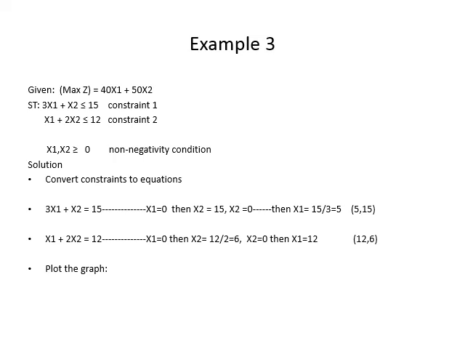Let's move to the second constraint, where x1 plus 2x2 equal 12. Again, assume that x1 equals 0, then x2 equal 12 over 2 equals 6. If x2 equals 0, then x1 equal 12. The point is x1 equal 12 and x2 equal 6. Let's move to plot the graph.